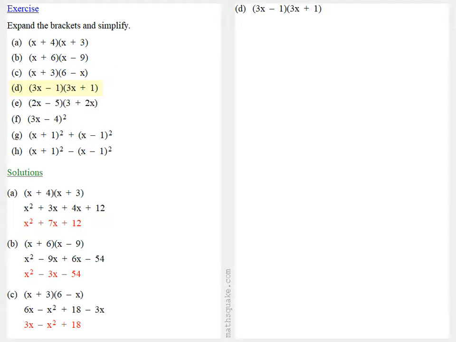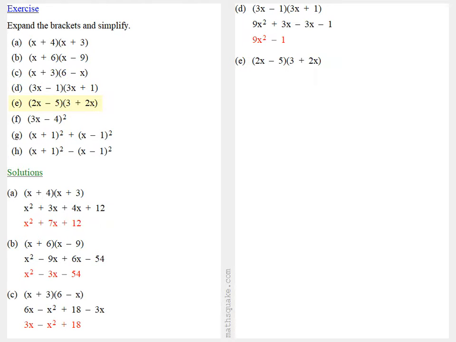In question D, we have 3x minus 1 into 3x plus 1. Now, the first pair gives us 3x times 3x, which is 9x squared. The outer pair gives us 3x times plus 1, which is plus 3x. The inner pair gives us minus 1 times 3x, which is minus 3x. And the last pair gives us minus 1 times plus 1, which is just minus 1. Now the 3x and the minus 3x cancel out, and so we're left with 9x squared minus 1.